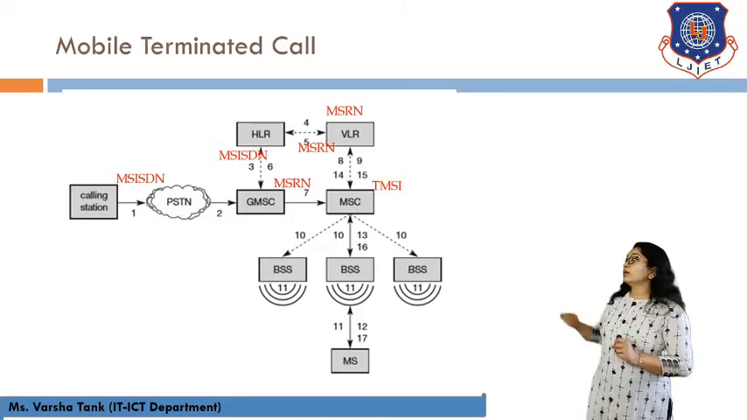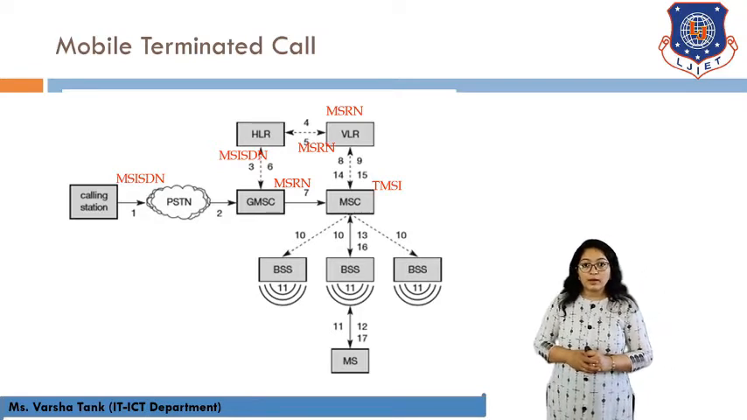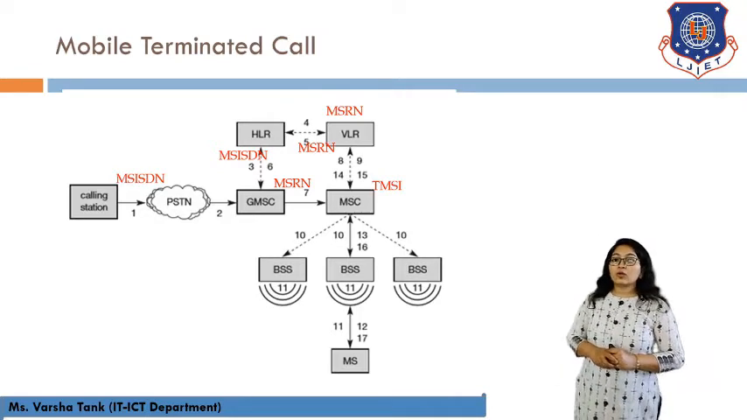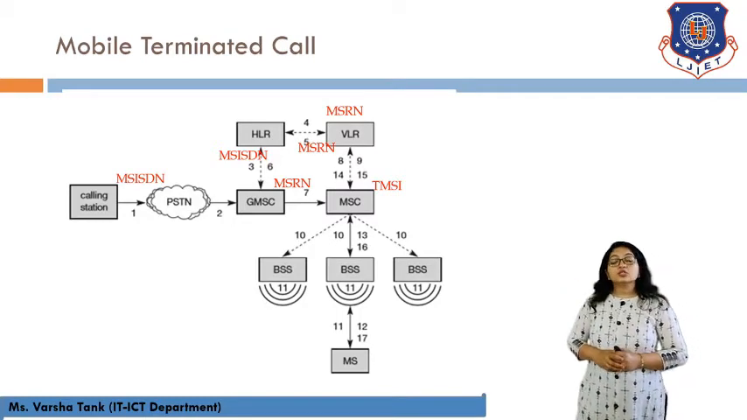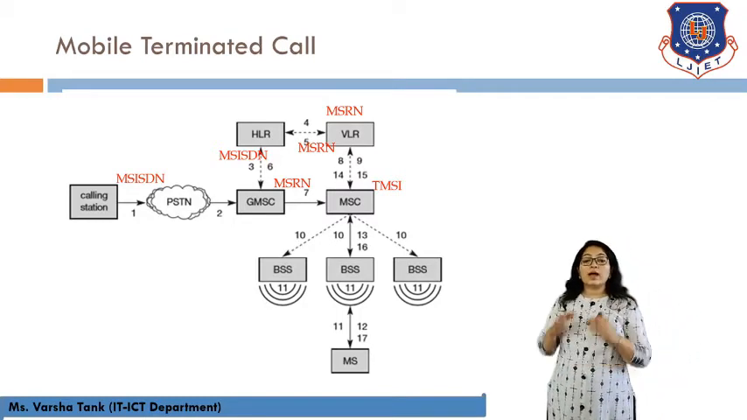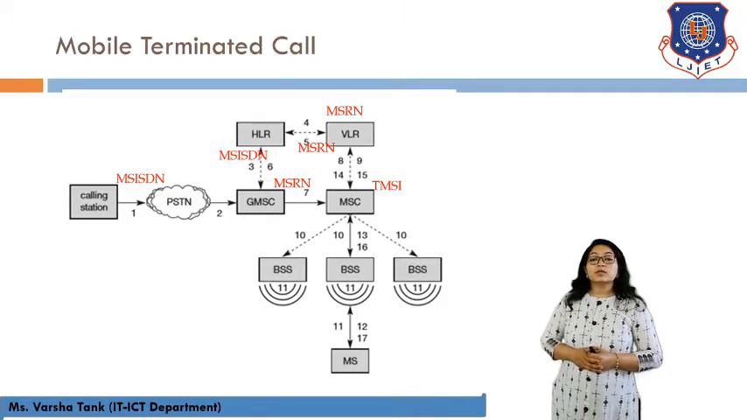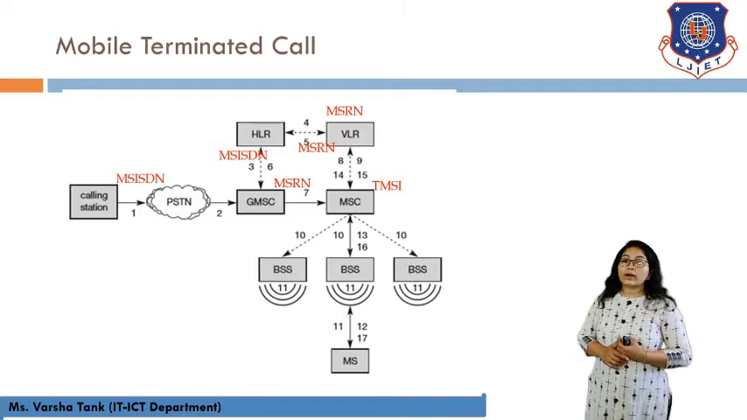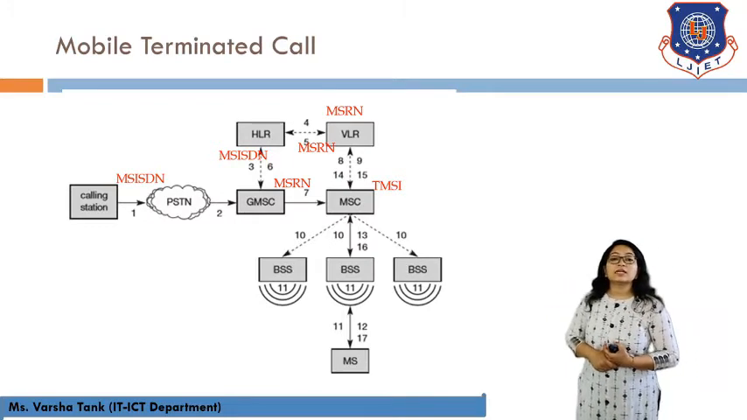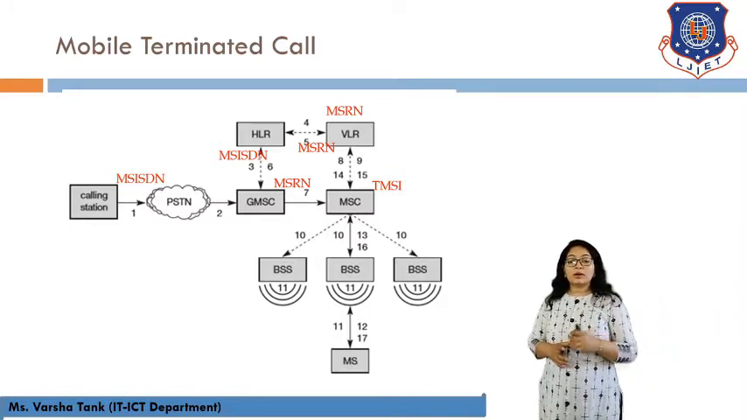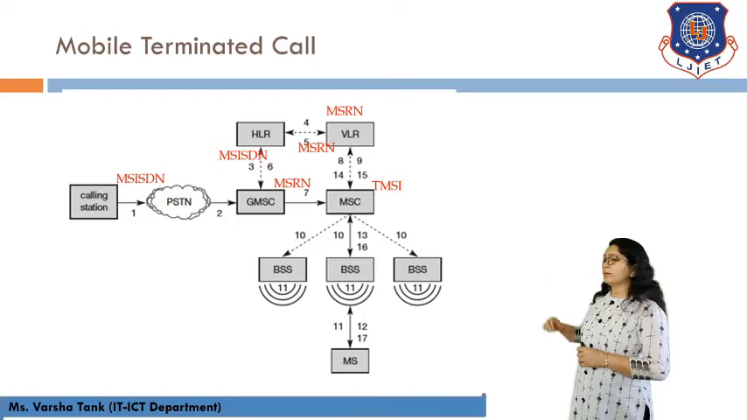So VLR will reply back to the HLR using this mobile subscriber roaming number, and that mobile subscriber roaming number will be given as an input to the gateway MSC. So the gateway MSC will define where that particular device is, in which network it is. Okay, so now gateway MSC is able to know where this device is. So using that MSRN, gateway MSC will send a request to the MSC of that particular network where that device is. So now what will MSC do?